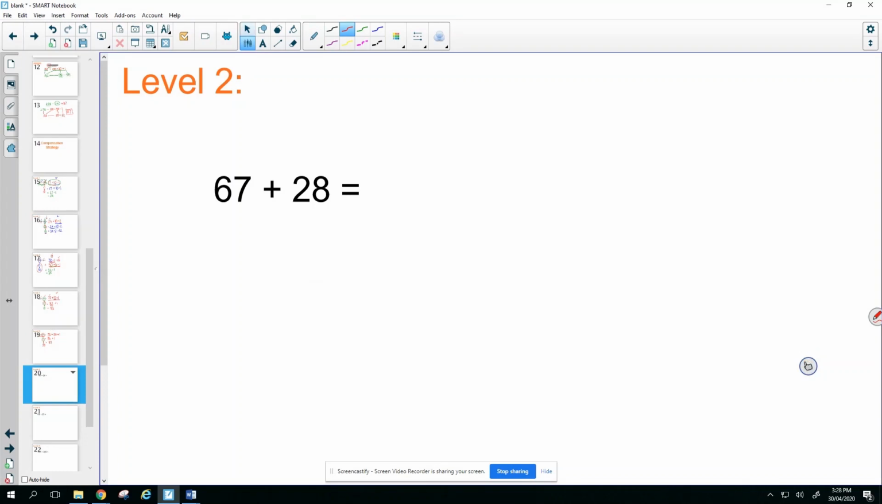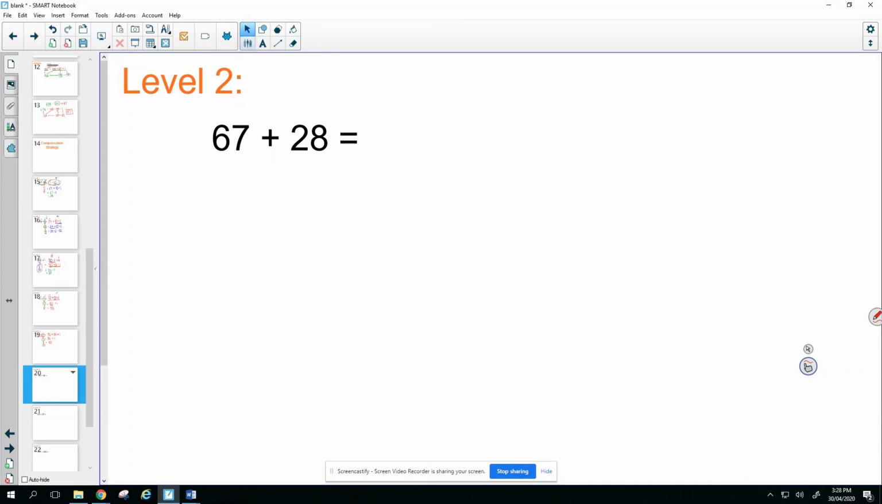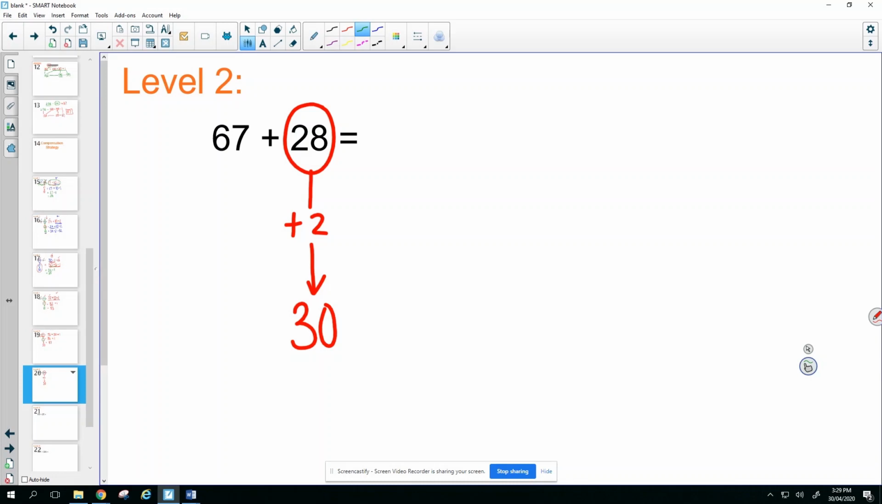Again, I'm going to just take this up a little bit. Let's look at this number sentence. I'm going to look at the 28 this time. So 28 is really close to 30. So let's put down the 30 here. What did I do to make it 30? I added 2 to make it 30. 28 plus 2 is 30.